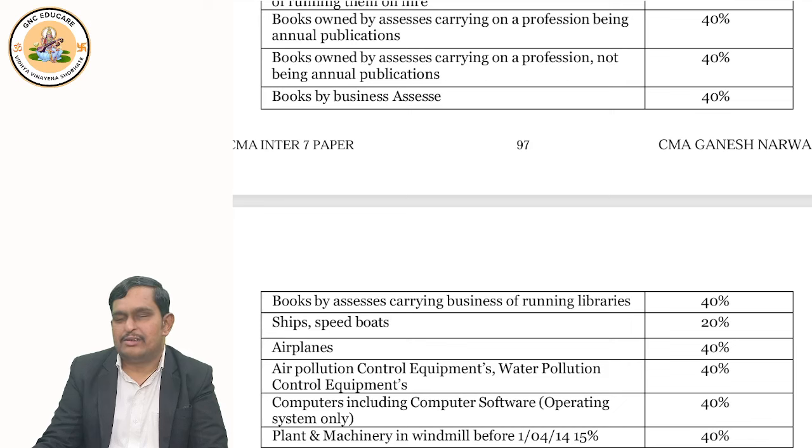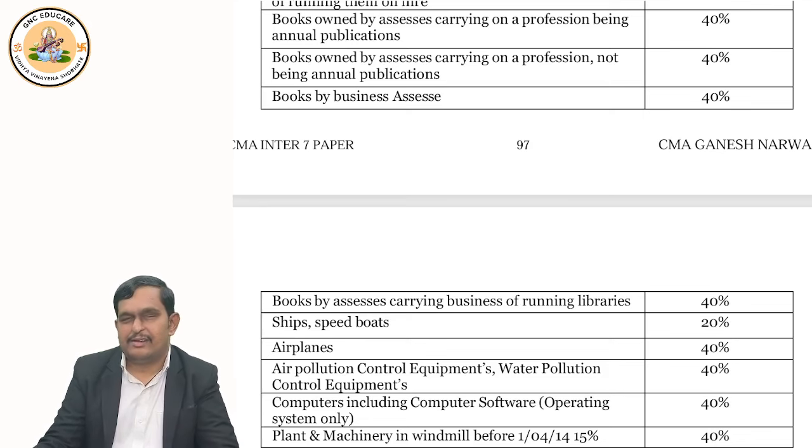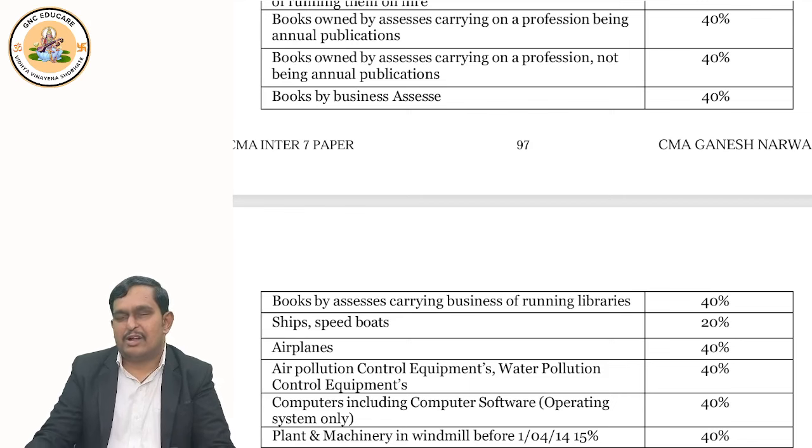We have to discuss computers, including computer software. Today, you are not just buying a laptop, correct? A laptop comes with Windows and MS Office. So when I talk about computers, it comes with computers plus software. Computers include not only computers, but also if you purchase a scanner or a printer, it is also a part of the computer itself. Your computer CPU, UPS, all that forms part of the computer. What is the rate of depreciation? 40% you have to remember.